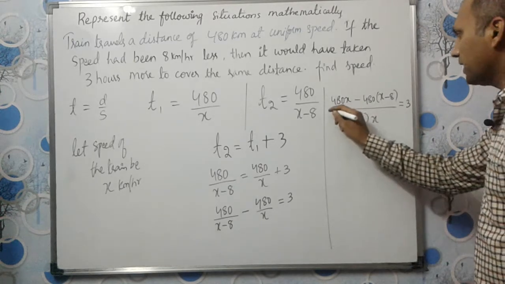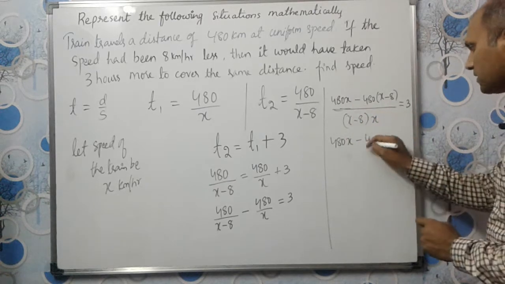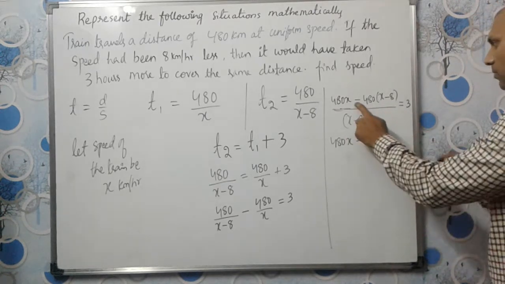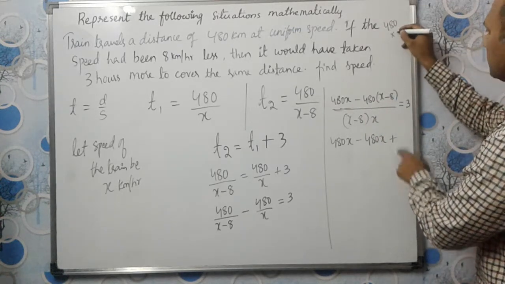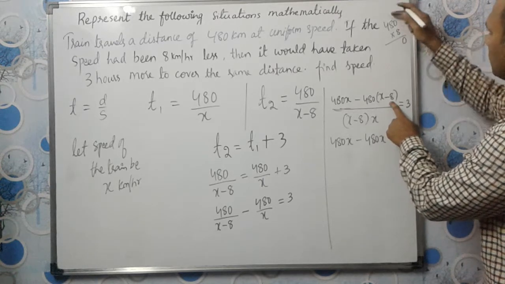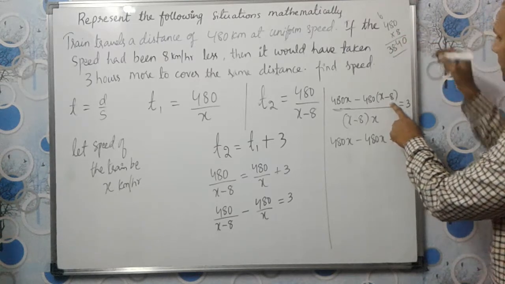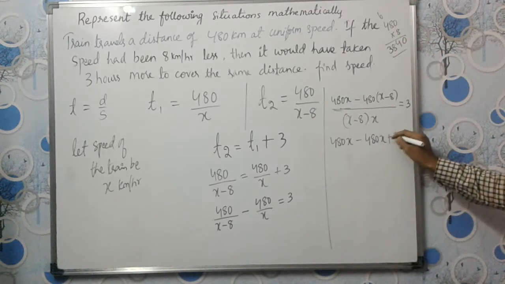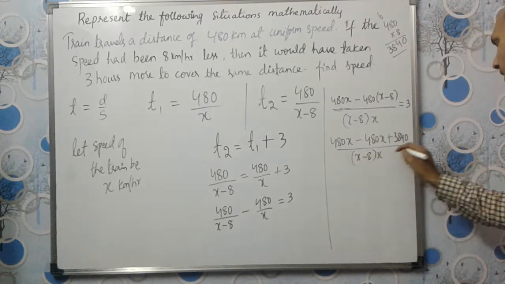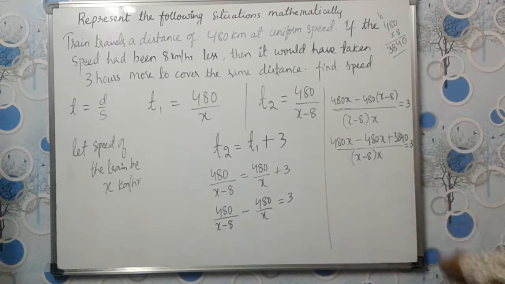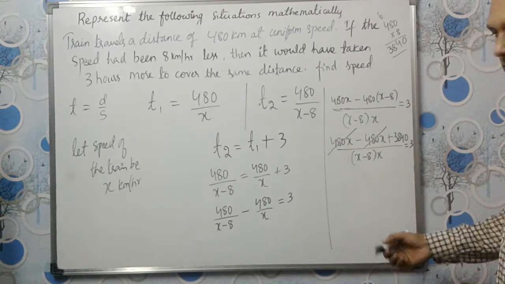Now let us simplify the numerator. It is 480x minus 480 into x minus 8, how much? 480x only, right? Minus into minus is plus. So 480 multiplied by 8. 8 times 8 is 64, 32, 38. So it is how much? 3840 whole divided by x minus 8 multiplied by x is equal to 3. I hope you are able to understand this. I don't have place here. So minus and plus 480x will get cancelled.